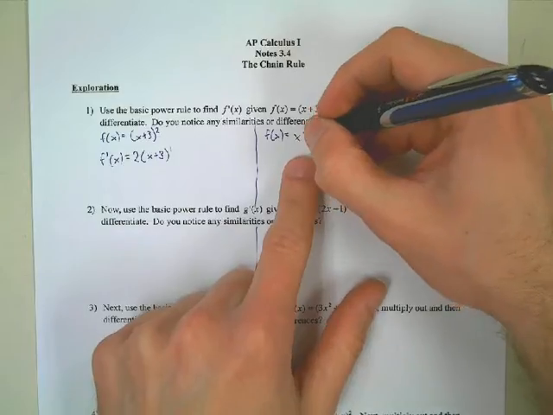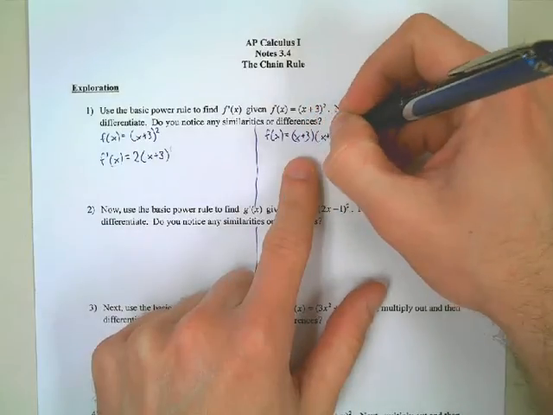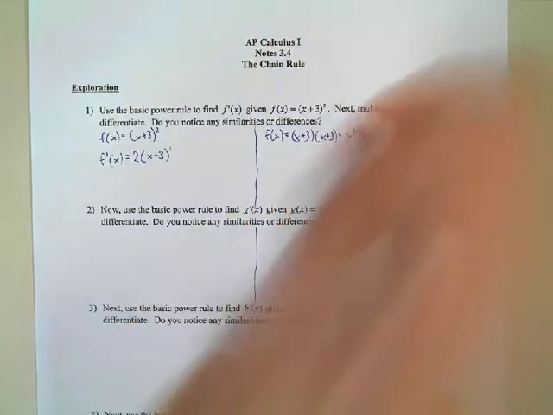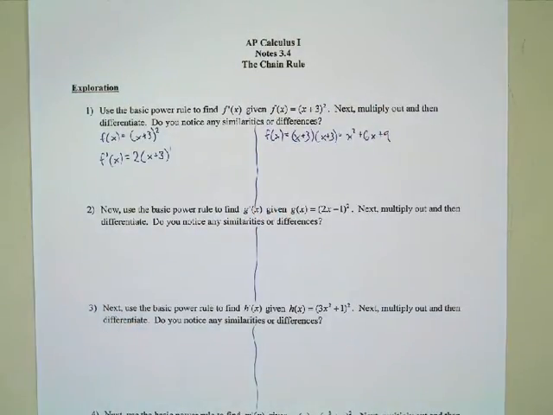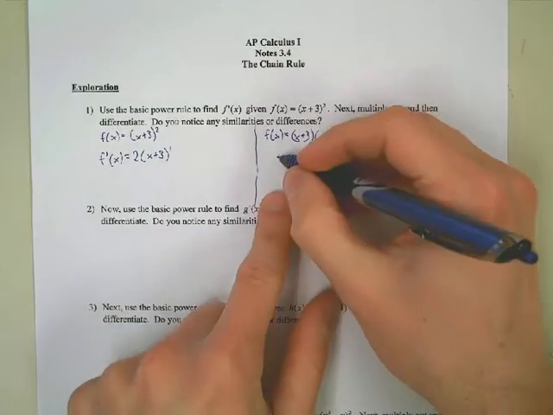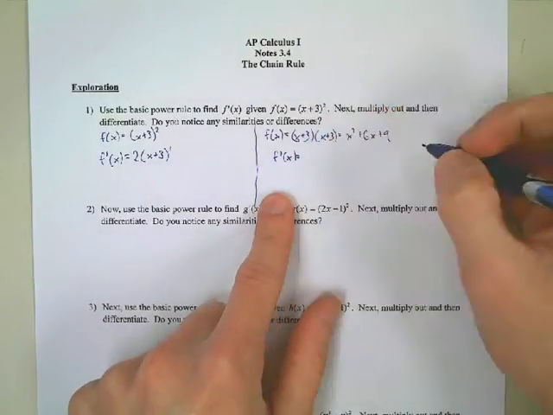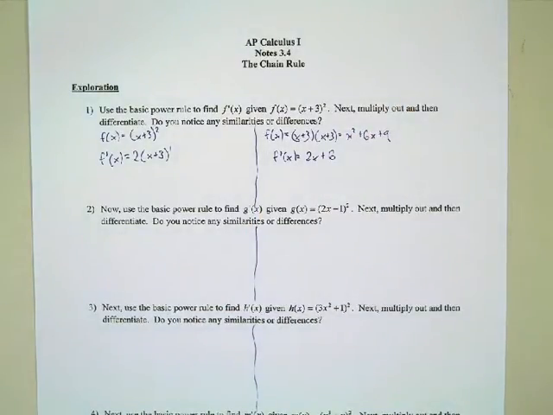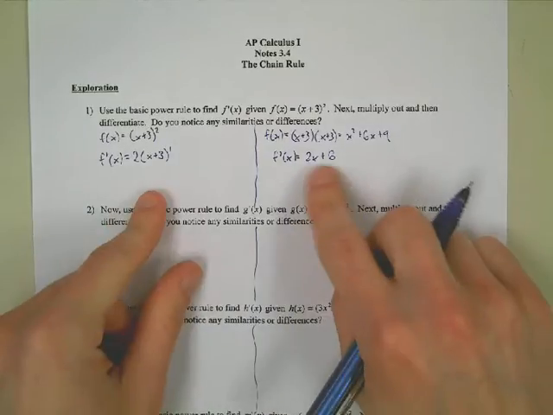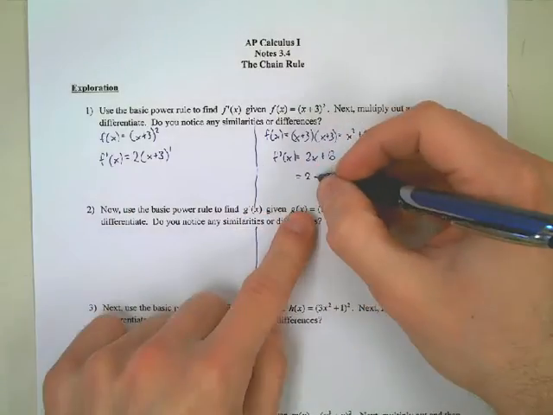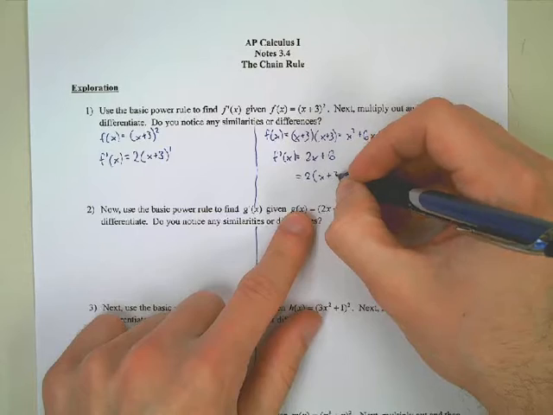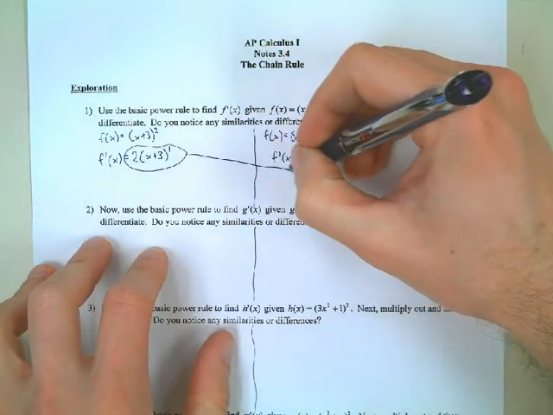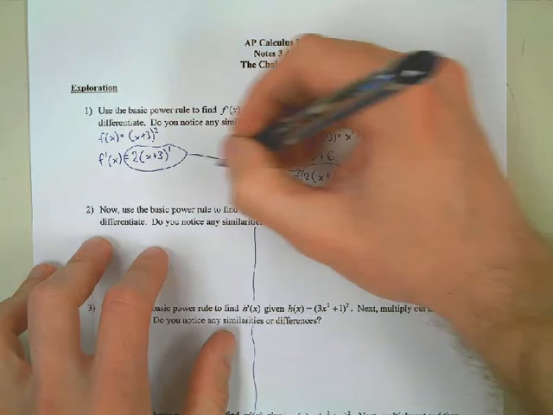So that would become x plus 3 times x plus 3, which is then x squared plus 6x plus 9. And rewriting it that way yields f prime of x equal to 2x plus 6. And if I factor out a GCF, it yields 2 times (x plus 3). So wow, they look identical, don't they? In fact, they are identical. So maybe we've stumbled across a way to take the derivative here without having to FOIL it out.